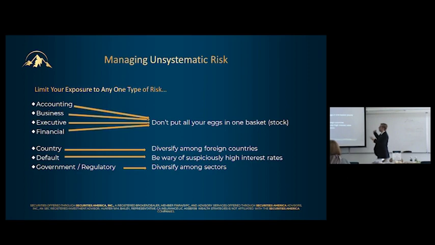Managing unsystematic risk can take a couple different forms. And really what this is, is limiting your exposure to any one type of risk, like we've mentioned. All of the things like accounting, executive, and financial, most of that really just boils down to don't put all of your eggs in one basket or stock. Because all of those different risks have to do with individual companies. So if you have more than one individual company, immediately those risks begin to minimize. And the more and more companies that you have within your portfolio, the more those risks begin to go away.